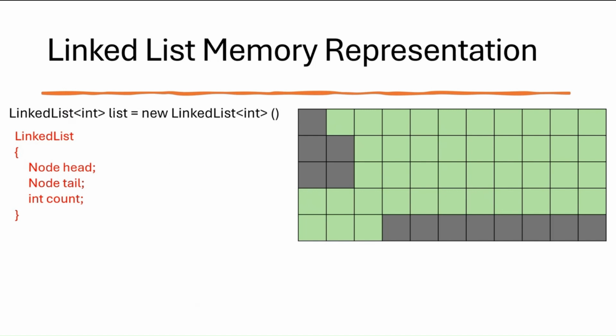So once we create this, the node is basically what we saw in the previous slide. It's the object which contains your actual data and the pointer to the next node.